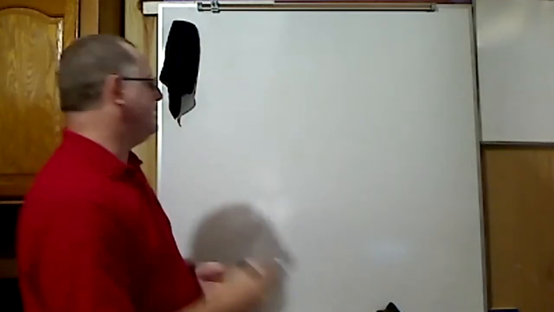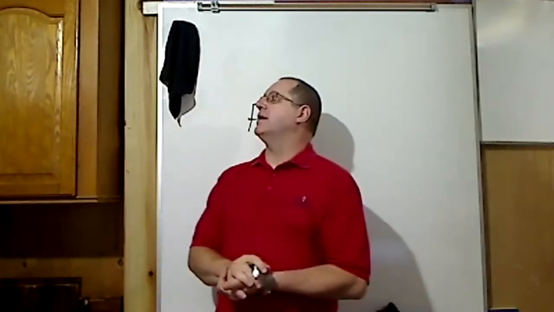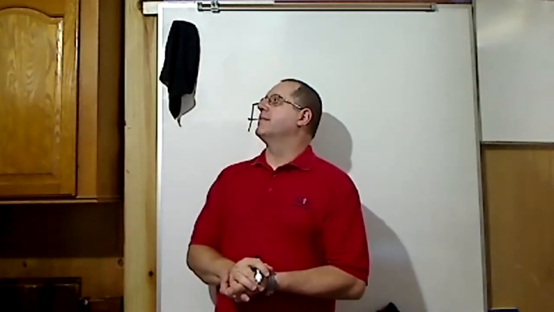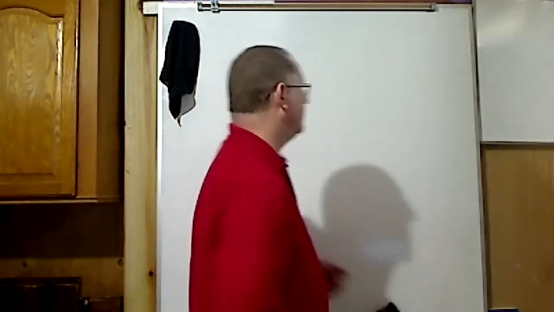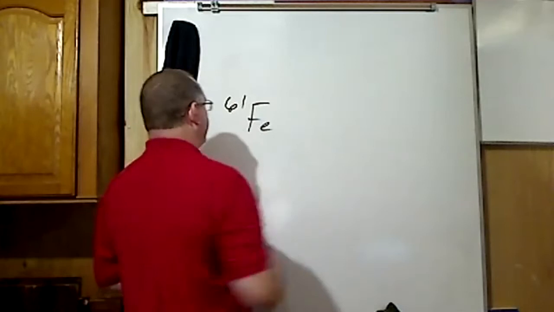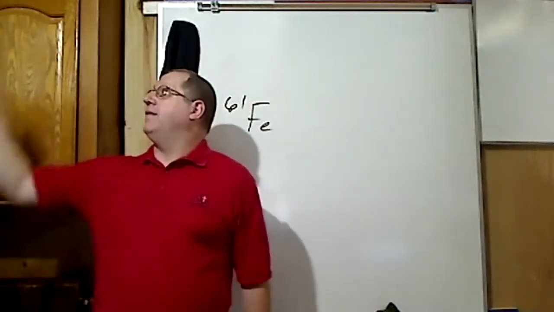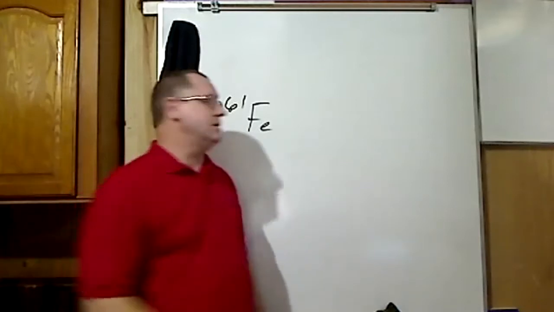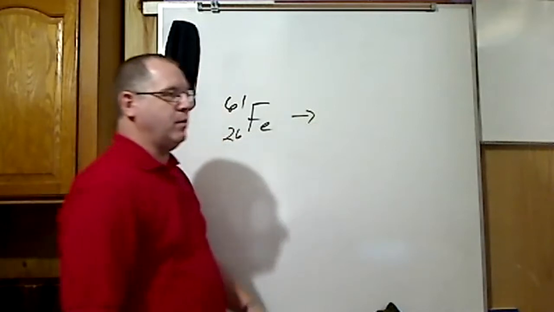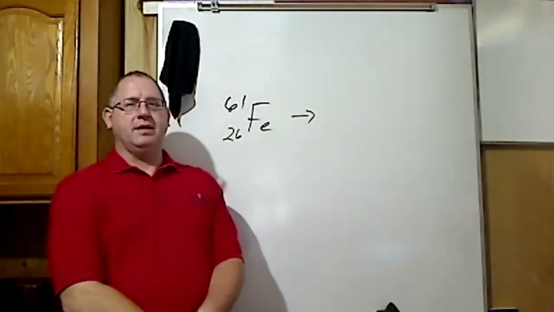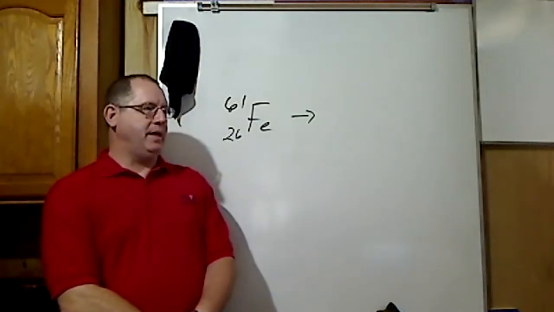All right, so let's look at an example where we have an electron emitted from a nucleus. Let's go with iron, something like iron 60 or 61. There's a lot of neutrons in there. Now, if I look at iron, it only has 26 protons. So if I had something that had too many neutrons in it, most likely this is going to undergo a beta decay.